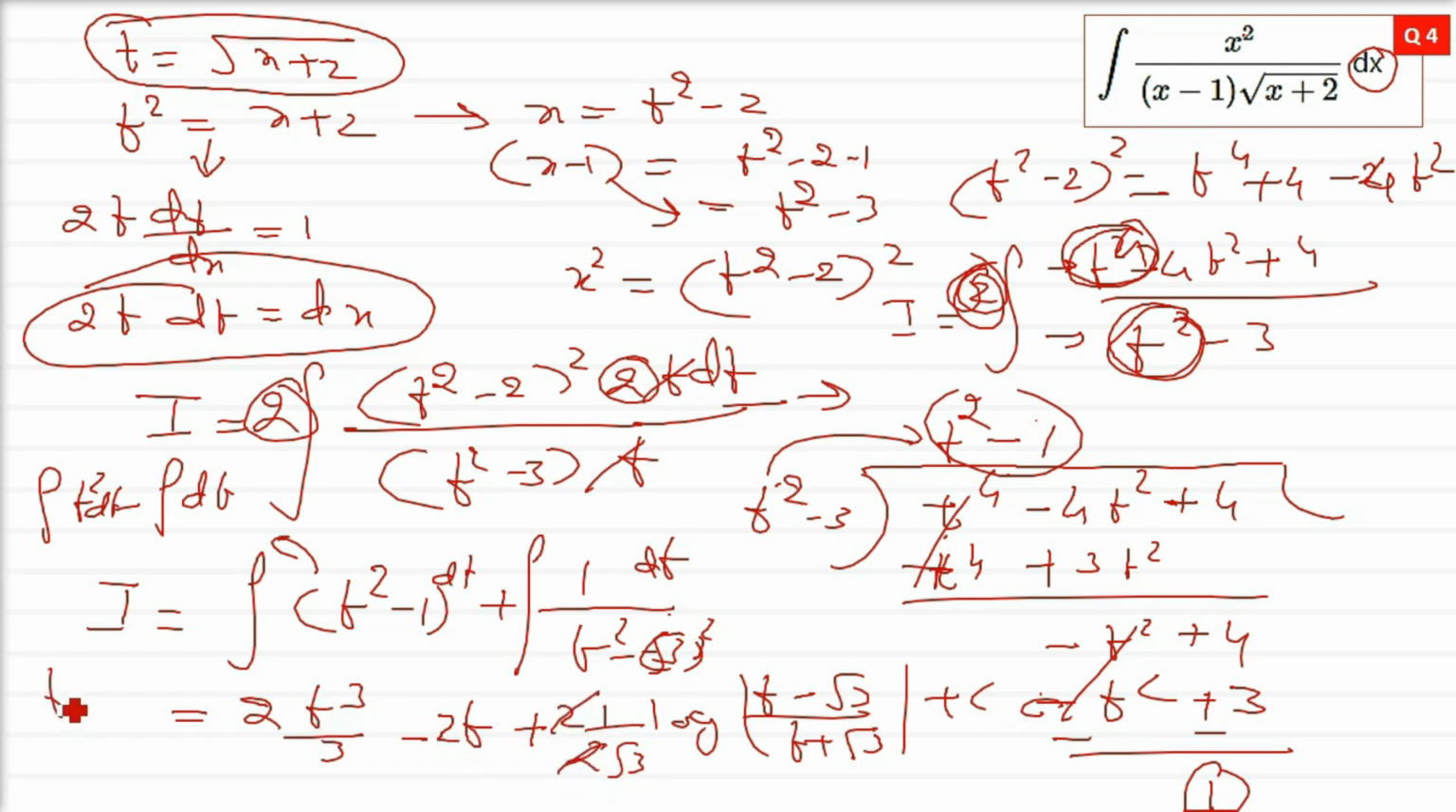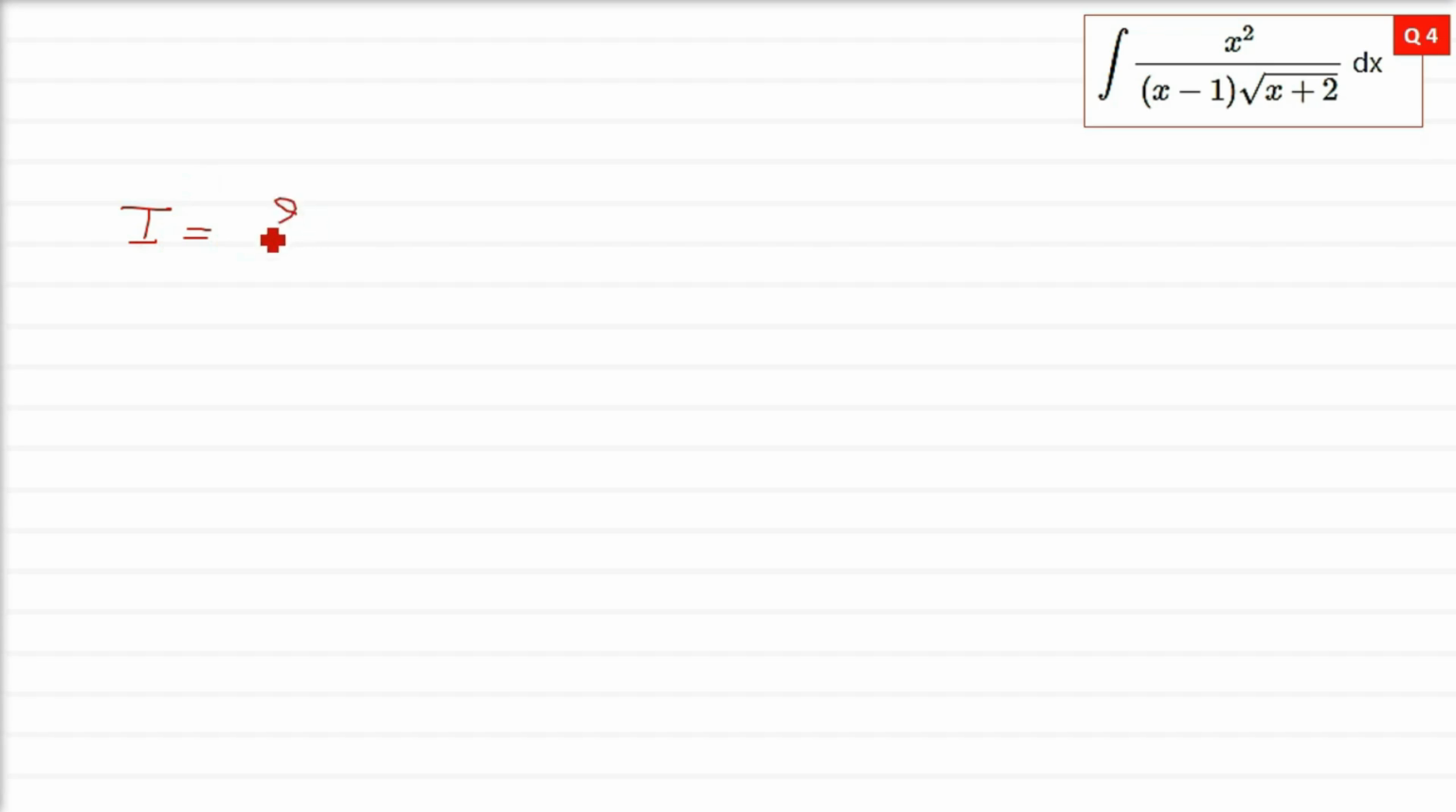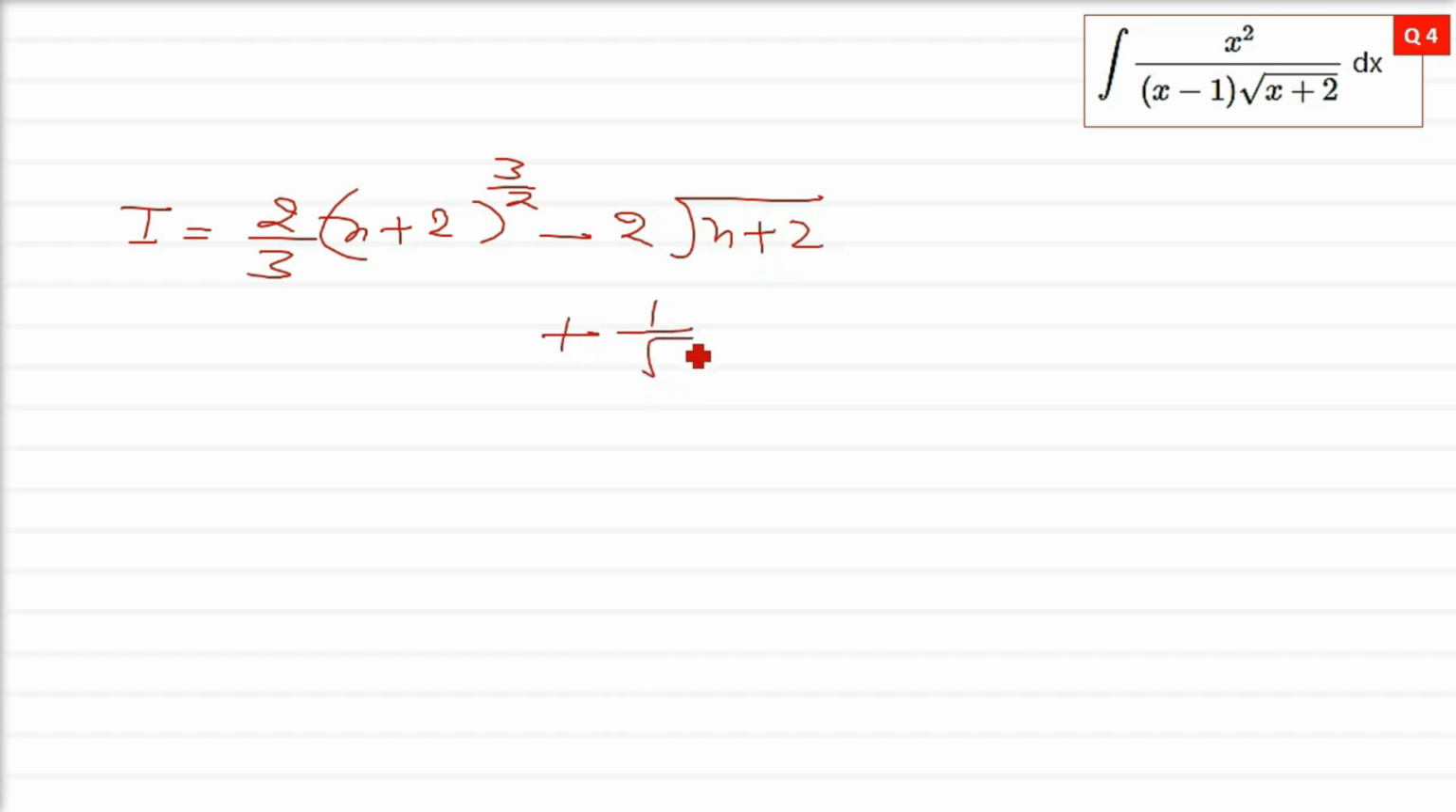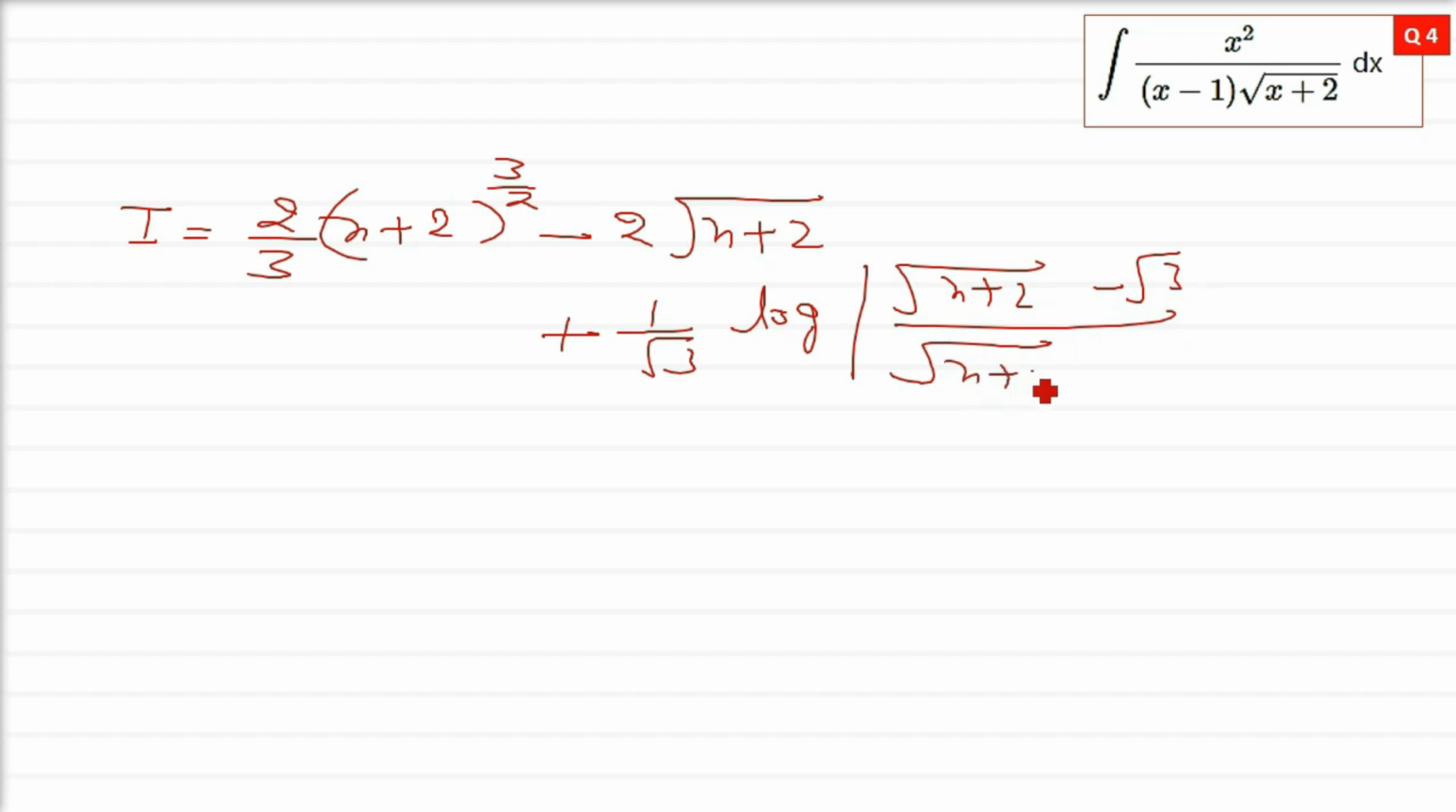Now the next step will be replacement of t with under root x plus 2. So t will be written as under root x plus 2, and wherever t comes, you will write x plus 2 to the power half, because under root is to the power half only. So I'm writing the final result: 2 by 3 x plus 2 to the power 3 by 2, because it was already t cube. Then you put the root also, which will form half, 3 into half is 3 by 2 only. Minus twice under root x plus 2. This is the third term: 1 by root 3 log modulus of under root x plus 2 minus root 3 divided by under root x plus 2 plus root 3, plus a constant of integration.